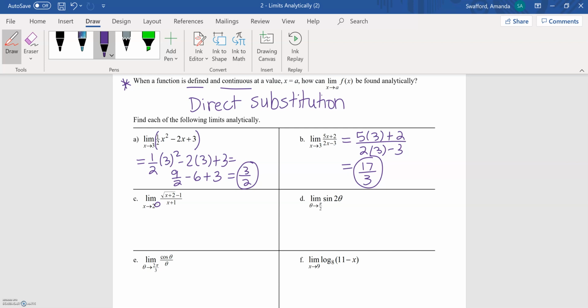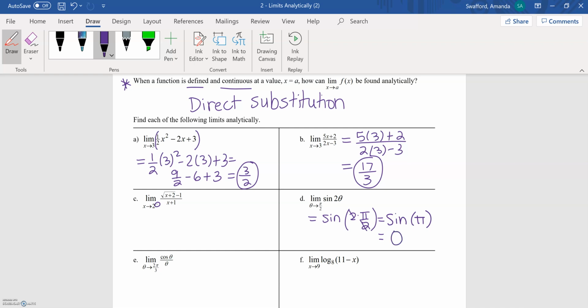Same thing happens with part D. This is a trig function, but we're still going to plug in 2 times pi over 2. The only trick here is that you've got to remember your unit circle. So we're going to multiply 2 times pi over 2 first. So we're actually evaluating sine of pi. And then you've got to remember your unit circle. Pi is the same thing as 180 degrees. The sine value is the y-coordinate there. So for this limit, our answer would be 0.